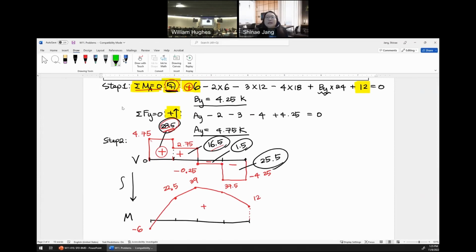And then what is the absolute maximum value for shear? 4.75. Maximum absolute value for moment, 39. And we need to design the section using the maximum absolute values.